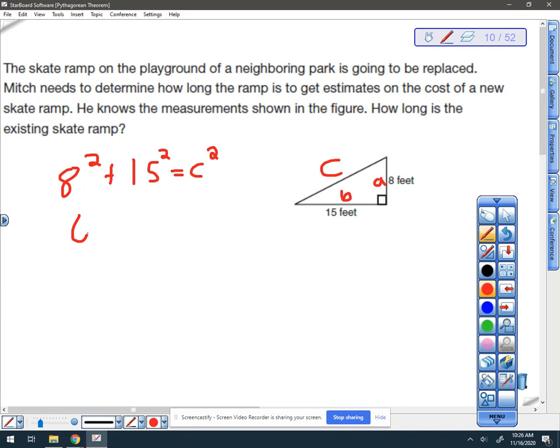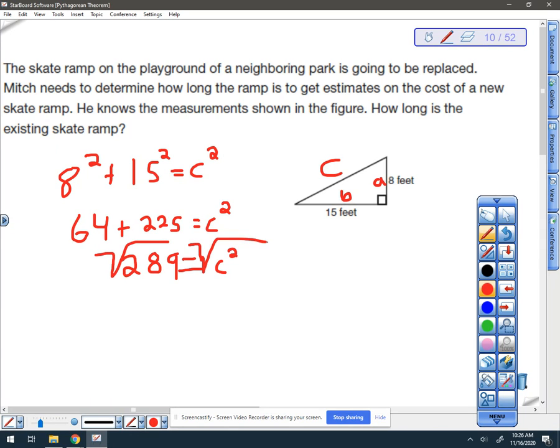So 8 squared is 64, plus 15 squared is 225, equals C squared. And then 64 plus 225 is 289 equals C squared. And then square root both sides. And then the square root of 289. How long is that skate ramp? It is 17 feet long. So C equals 17, and would that make sense?